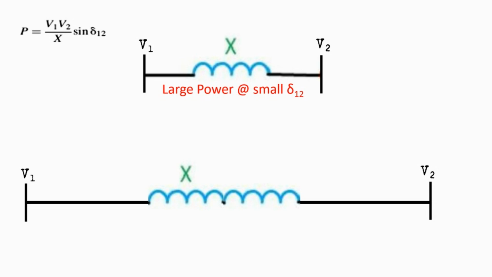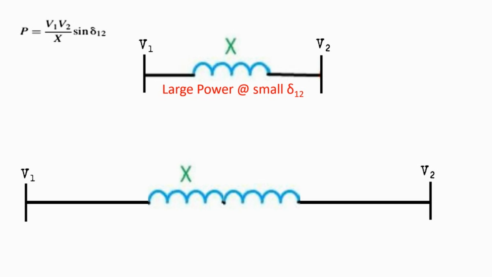And if you leave delta 1, 2 to reach its maximum limit, it might happen that this power will be more than the capability of the line. This small X of this short line enables you to deliver more power. You can increase delta as well to its maximum value with much more power, and you will reach what we call the thermal limit of the transmission line.